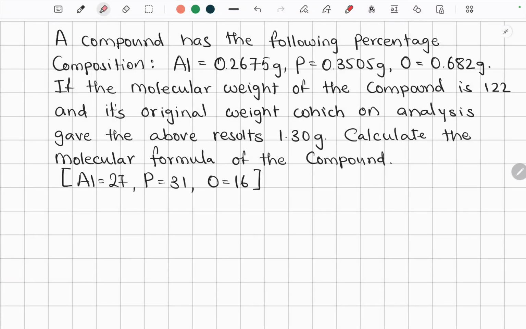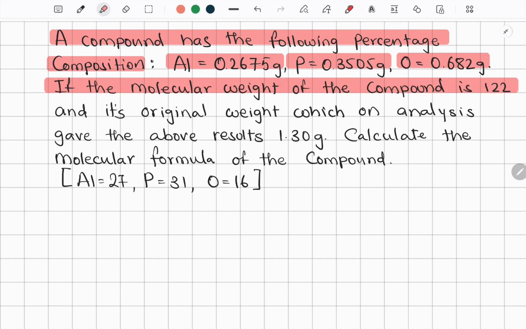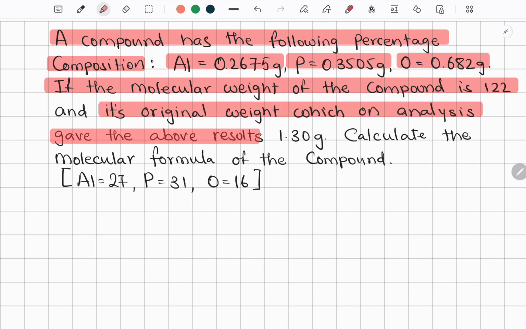Okay, so let's try to solve this question. In this question it's been asked that a compound has the following percentage composition: aluminium's weight is 0.2675 gram, the phosphorus weight is 0.3505 gram, and the oxygen's weight is 0.682 gram. If the molecular weight of the compound is 122 and its original weight, which on analysis gave the above result, is 1.30 gram, then calculate the molecular formula of the compound.